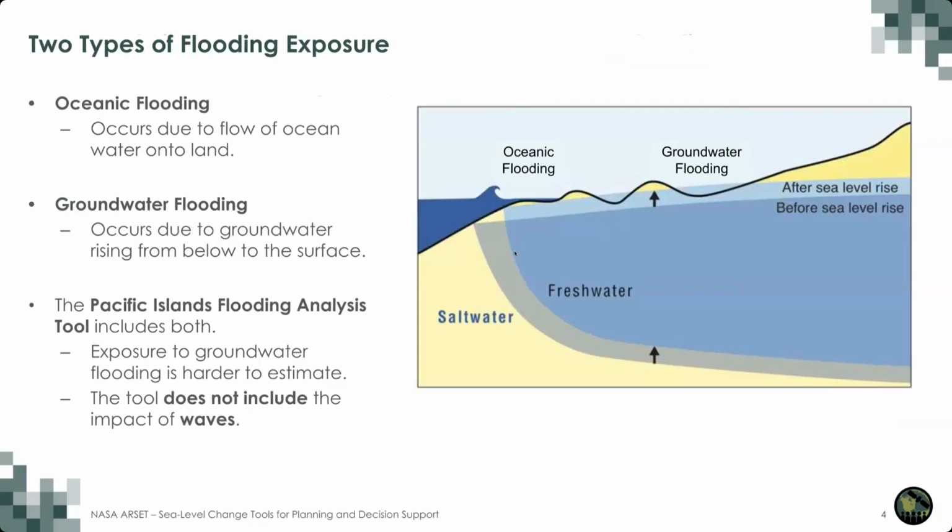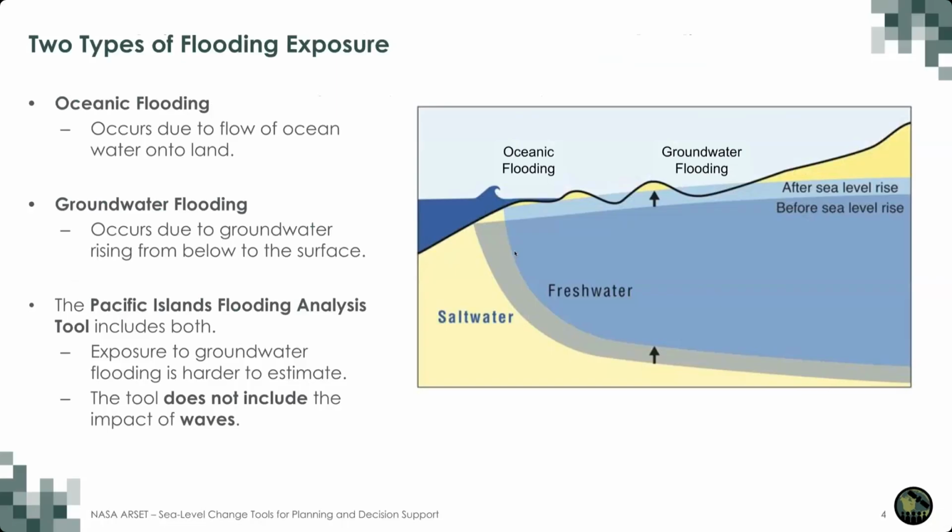Okay, so when we talk about flooding, there are two types of flooding exposure, and it's important to distinguish between them. One is oceanic flooding. This is the kind of flooding that you would typically think about, where the ocean is rising and then the ocean starts to creep into the land area and the coastal infrastructure. So this is ocean water flowing directly onto the land at high tide.